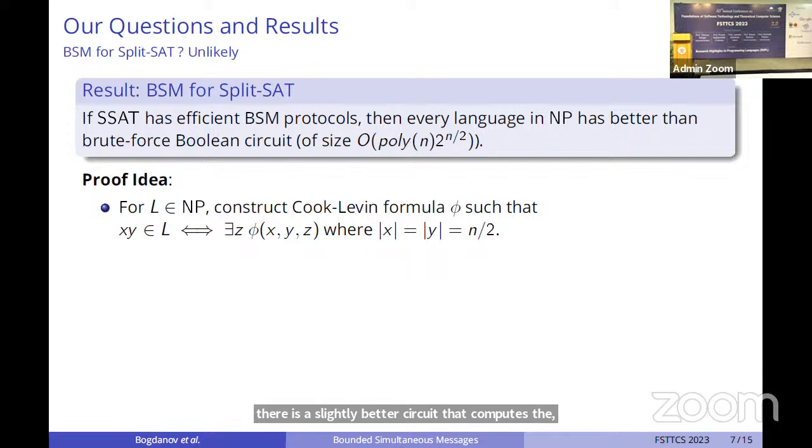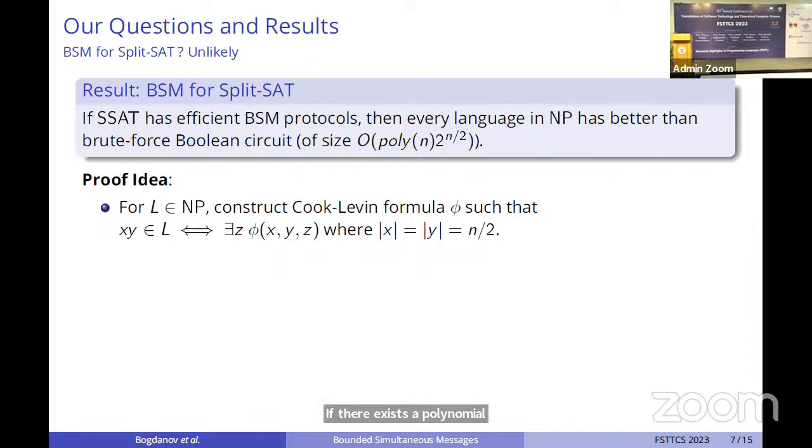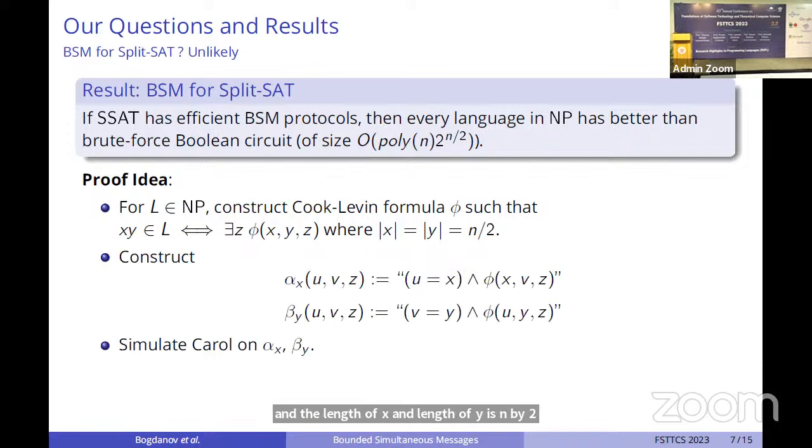So you take a language in NP, you can construct a formula phi from the Cook-Levin reduction, such that the string xy is in L if and only if there exists a polynomial size certificate z such that phi(x,y,z) is true, and the length of x and the length of y is n by 2. Now your aim is to construct two formulas, alpha and beta, and give alpha to Alice, beta to Bob, and there is this BSM protocol that computes the split SAT.